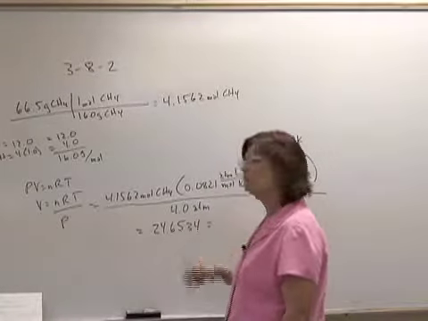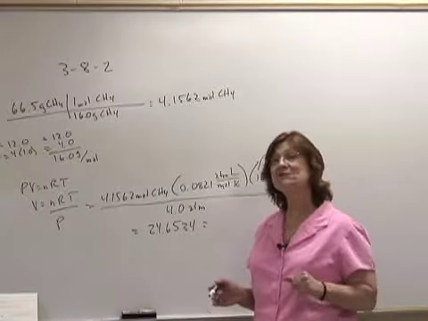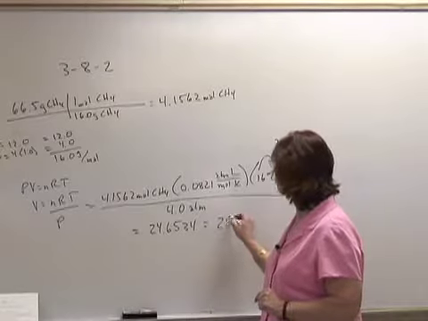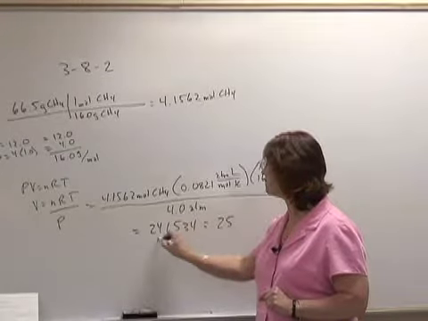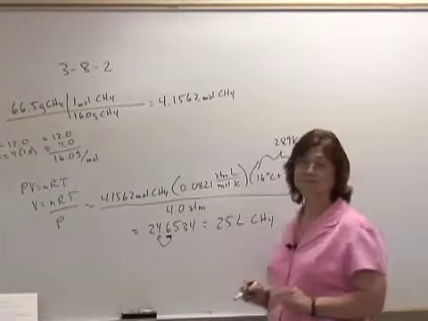And when I do the math here, I'm going to get 24.6534. And I look back to my original problem and I want two significant digits, because volume is one of the questions here. And that would be 25. The 6 is going to round up the 4, and that would be 25 liters of methane.